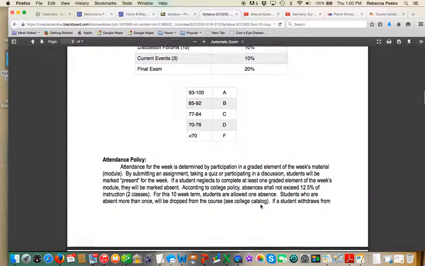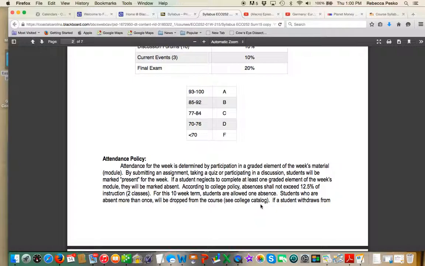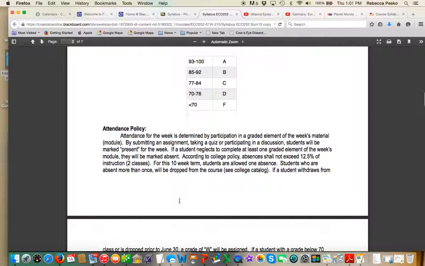Attendance policy, this is a 10-week term, so that means that you can miss 1 week's attendance. If you miss more than 1 week, I have to drop you because you would have exceeded the 12.5% of instruction. If you have any questions about where you stand, please let me know.